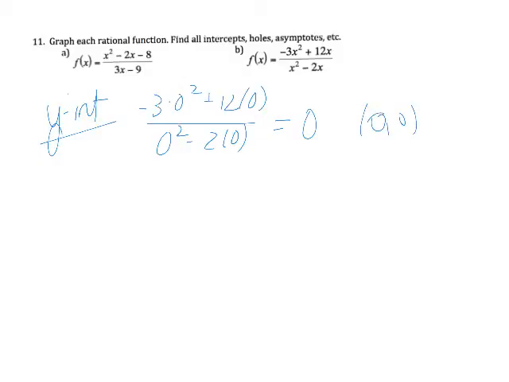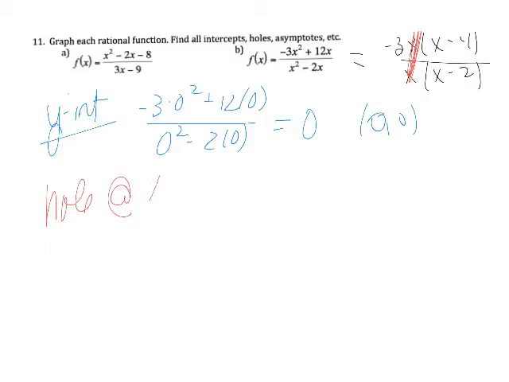We've got to check for holes. When we factor the numerator, we get -3x times (x minus 4). And when we factor the denominator, we get x times (x minus 2). If you look, these x's are going to cancel. And so you will have a hole in your graph at x equals 0, right? Because that's where it's canceling. And then what do we do next?